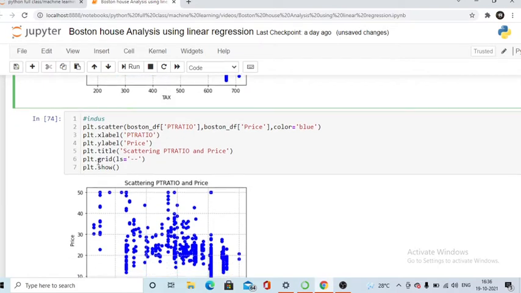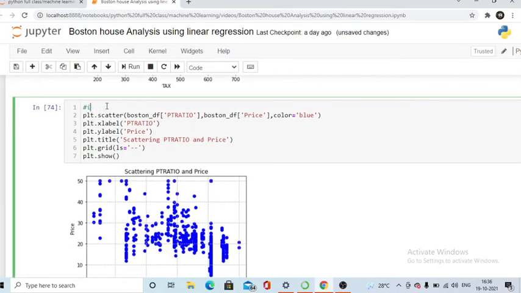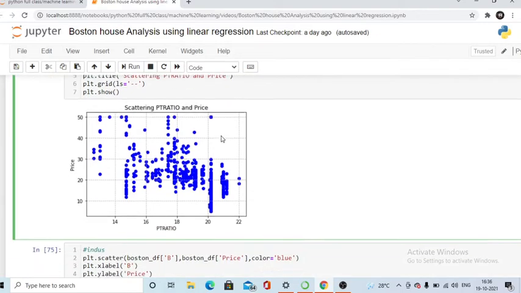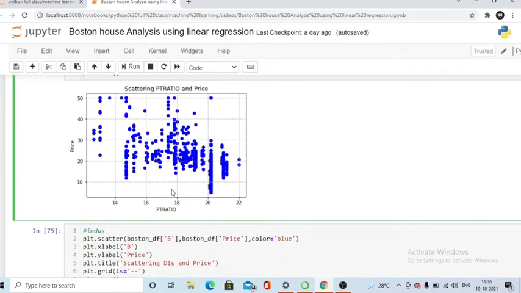Okay, now it is my PT ratio. So what is PT ratio? PT ratio is basically the ratio of pupils and teachers. Suppose you went to some society or colony where everyone is a student but no teacher is available. Then what is the need of going to that area? So that is also explained here, the ratio of pupils and teachers. So this is my visualization of PT ratio.